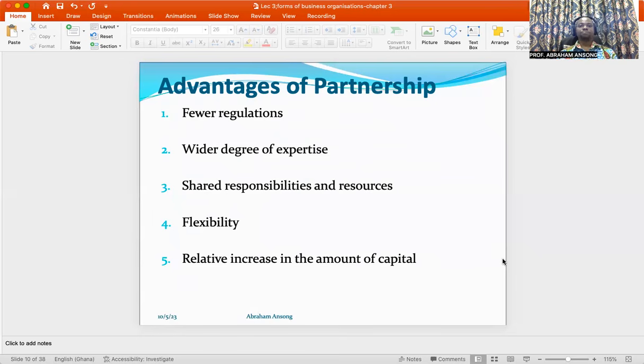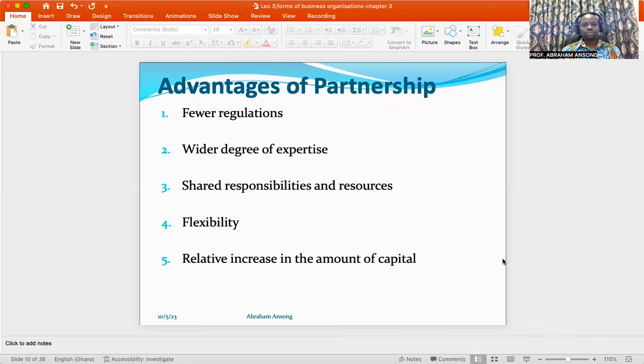However, if you were to compare partnership with sole proprietorship, you may come to realize that the partnership form of business also requires more regulations. Okay, so to better understand this, we always have to compare the various forms of businesses to get a better understanding of advantages and disadvantages. Okay. Then there is wider degree of expertise.